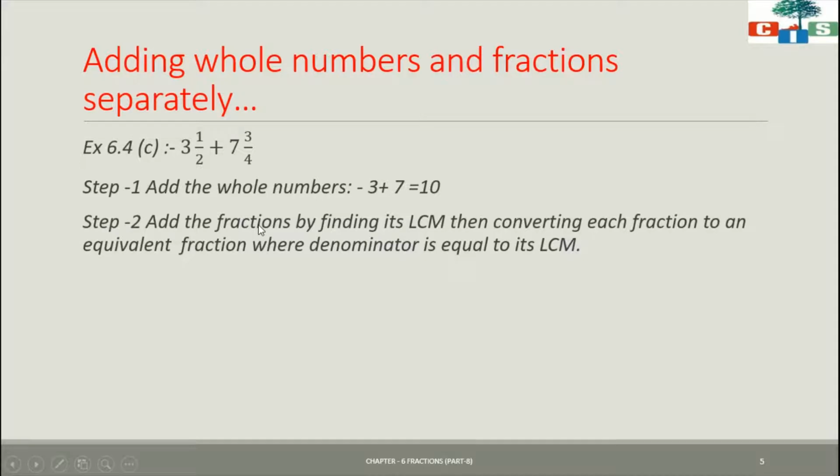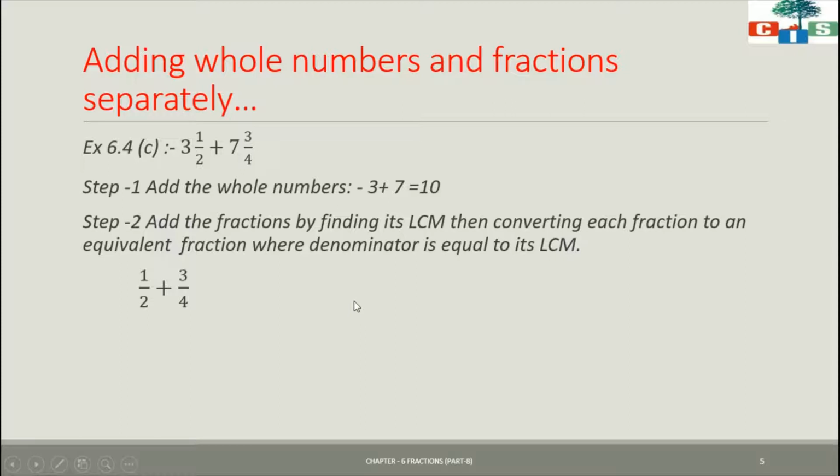You will add the fractions by finding its LCM, then converting each fraction to an equivalent fraction where the denominator is equal to its LCM. This step we have already seen in our previous video. We will again do it. Okay. So the fraction we have over here is 1 upon 2 plus 3 upon 4. Now scholars, we can see that this is unlike fractions. We cannot add unlike fractions. For adding, we have to convert unlike fractions to like fractions.